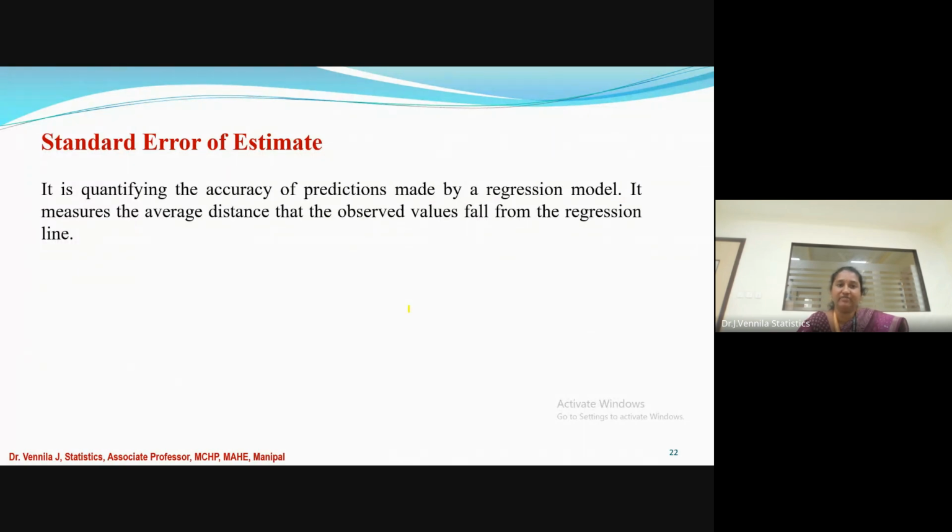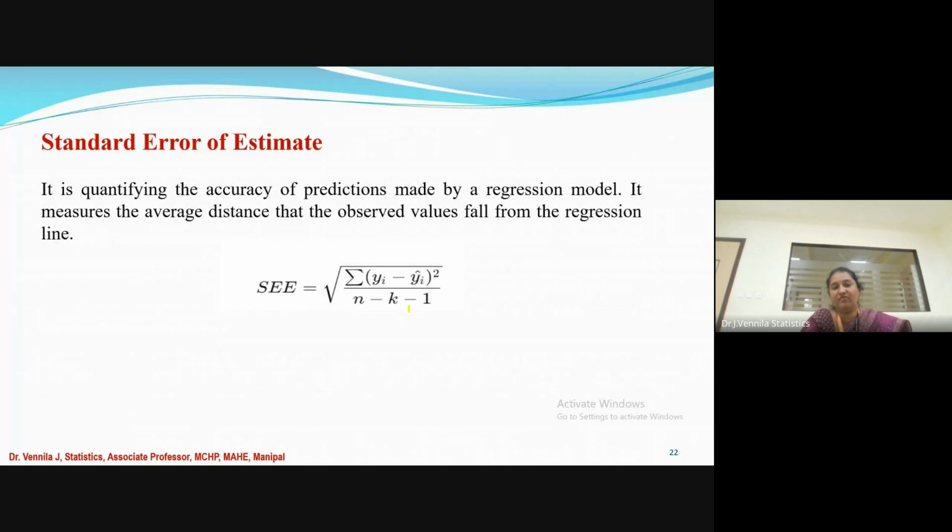So that is the reason we are studying this standard error of estimation. The formula is SEE equals the root of the summation of (yi minus y bar i) the whole square divided by n minus k minus 1. N is the number of trials or observations. K means how many variables you have selected for predicting, and minus 1. So this is the formula explanation.